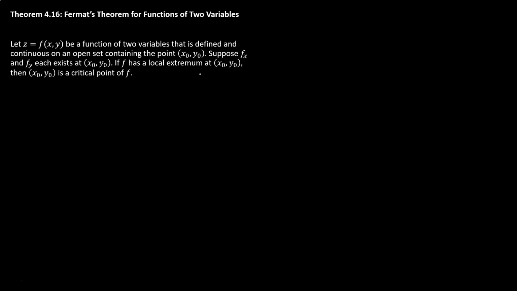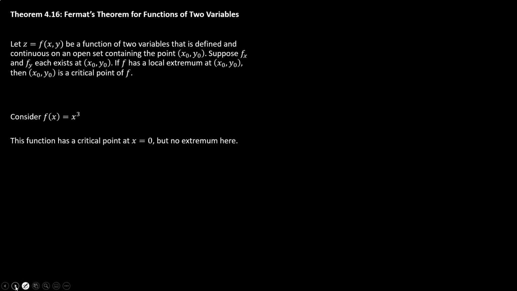The reverse is what's true. Having a local extremum guarantees that you have a critical point. Let me show you what I mean. Let's look back at a Calc 1 function like x cubed. This function has a critical point at x equals 0. If we were to take the derivative, we'd see it's 3x squared, set that equal to 0. We find that x equals 0 is a critical point.